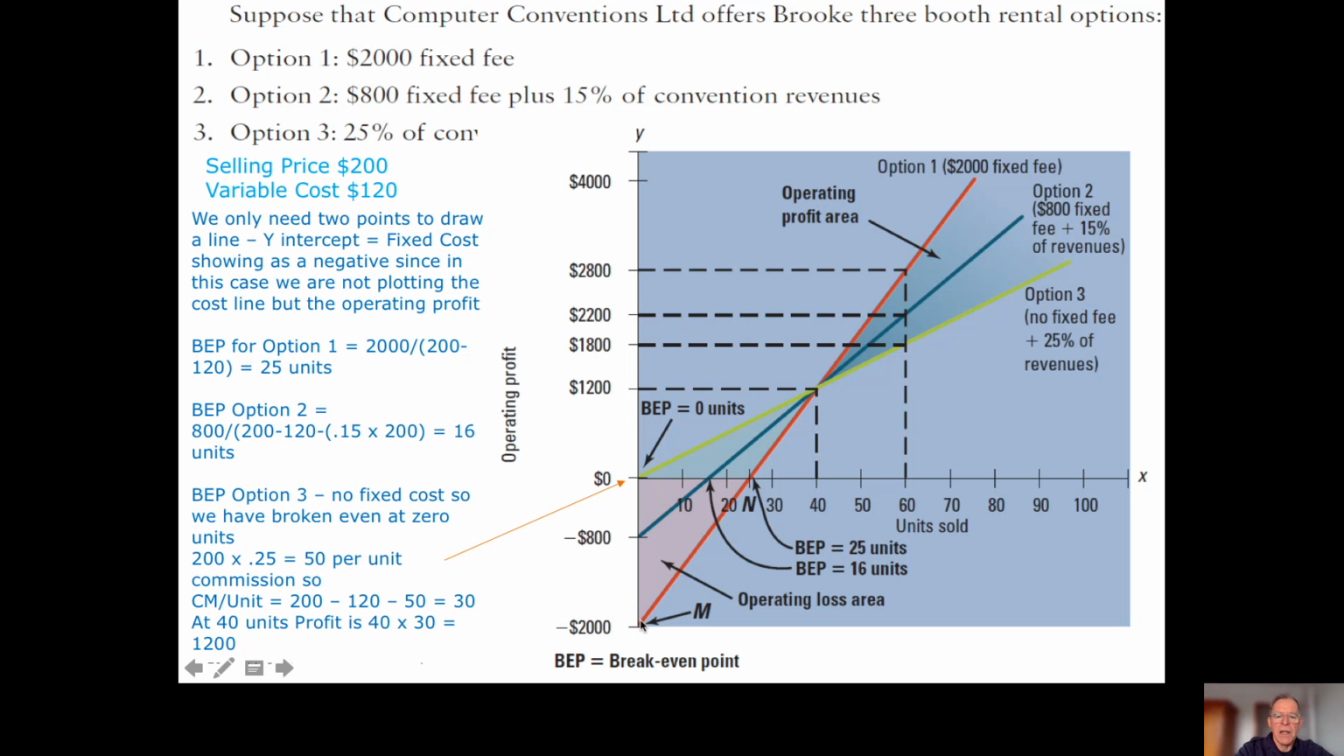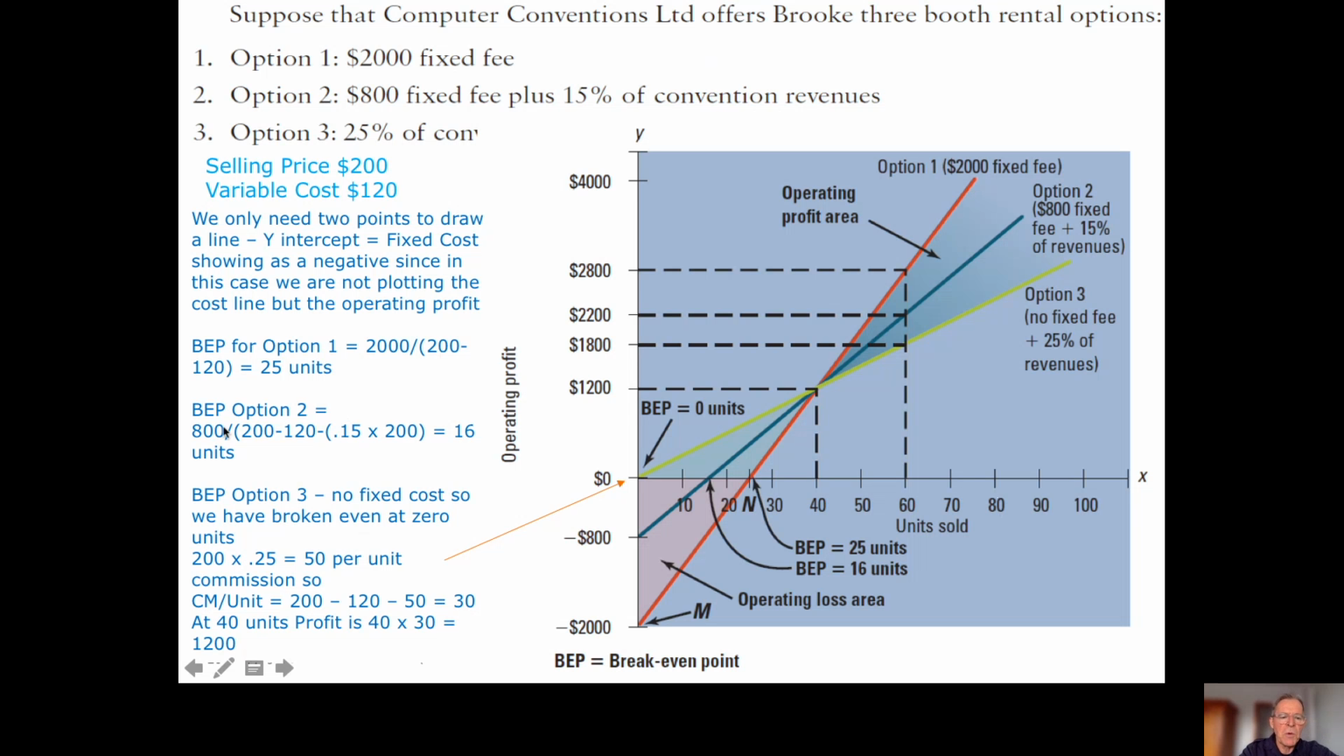We only need 2 points to draw a line. So, for example, if you said, when have I broken even? When does my profit equal 0? So the answer there for option 1 is obtain your fixed fee of $2,000, divide by $200 selling price minus the variable cost of 120, which gives you 25 units. Once you've got that, you're ready to draw the operating profit line for option 1.